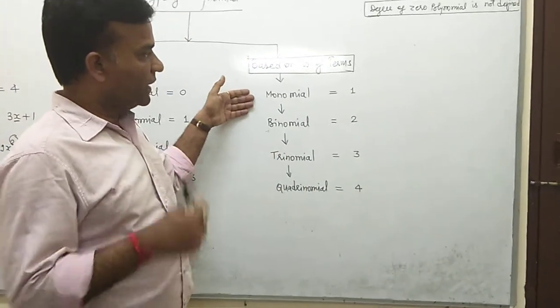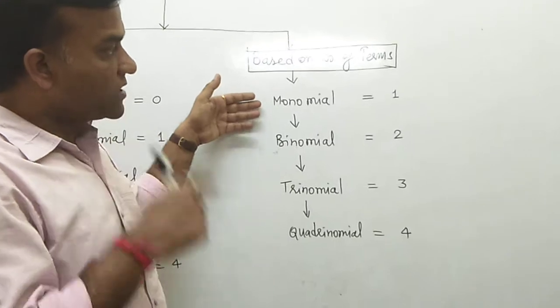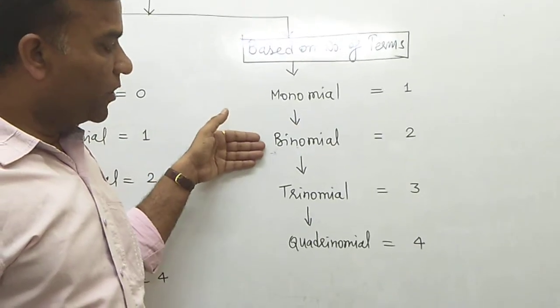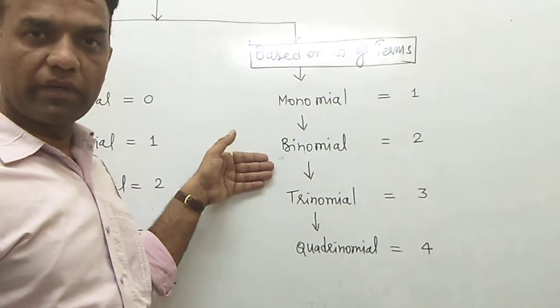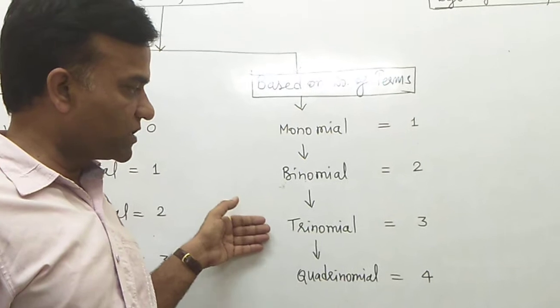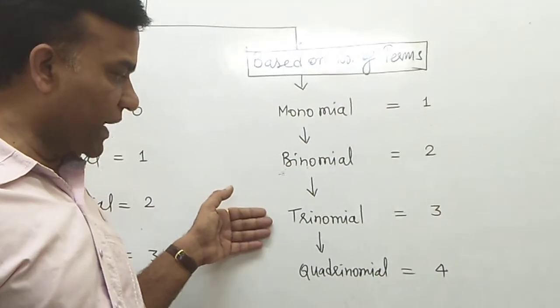A polynomial in which one non-zero term is given is called a monomial. A polynomial which has non-zero 2 terms is a binomial. A polynomial which has non-zero 3 terms is called a trinomial.